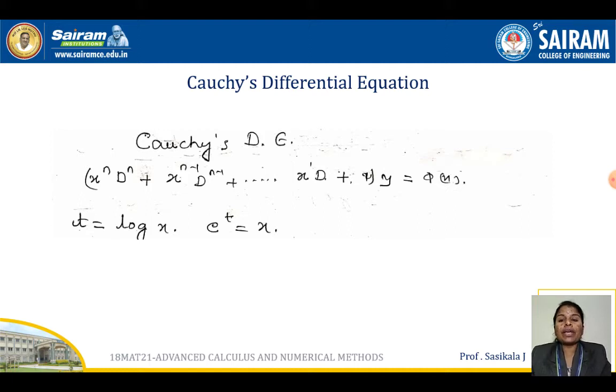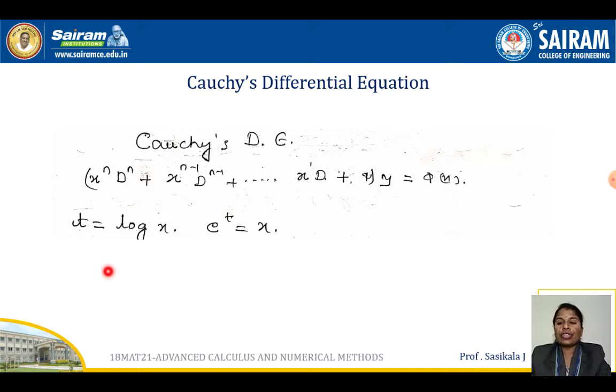So in this topic, under variable coefficients, we have two methods. In this video we are going to see the first method, called Cauchy's differential equations. Here the variable coefficient is in x power n format, that is x squared into d squared y by dx squared, then x into dy by dx. In that case, by default you are supposed to convert it in terms of a constant coefficient. For that reason we are considering t is equal to log x.